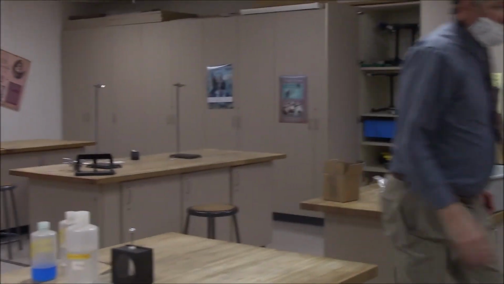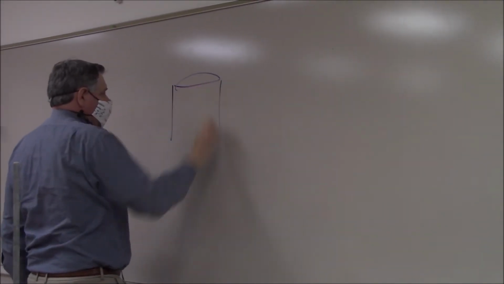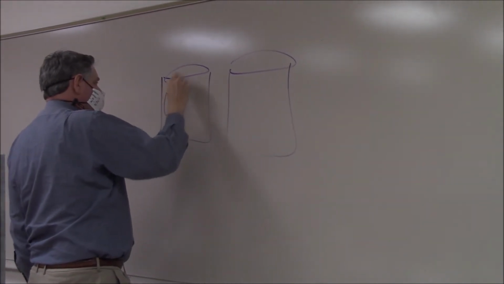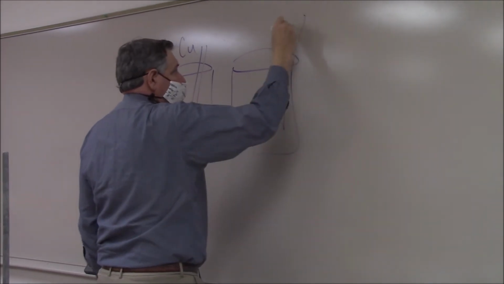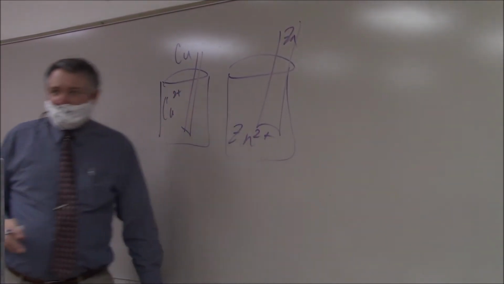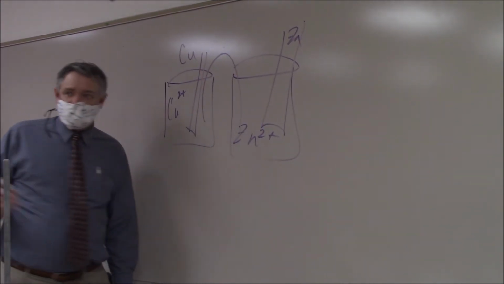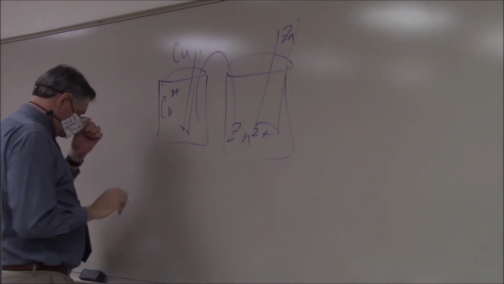So here's what we've got. We've got copper ions and a strip of copper. Over here I've got zinc. Do I care about the nitrates? No. Could care less, okay? And then I've got my salt bridge, okay? Now, here's the million-dollar question.